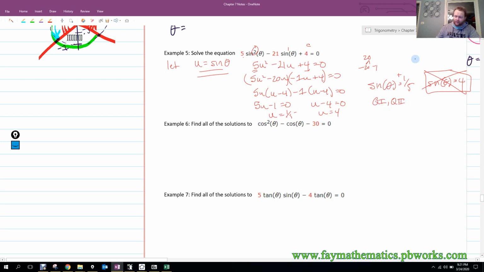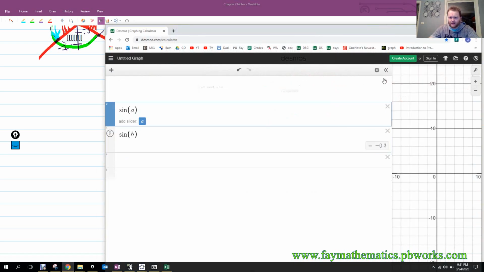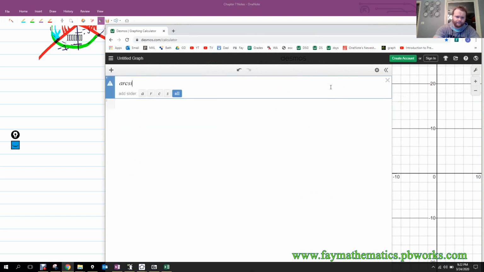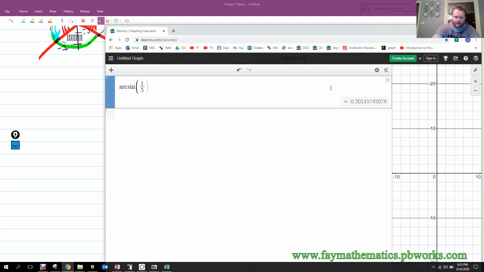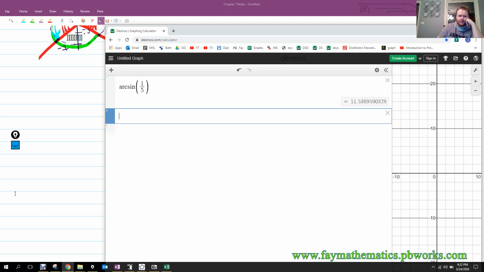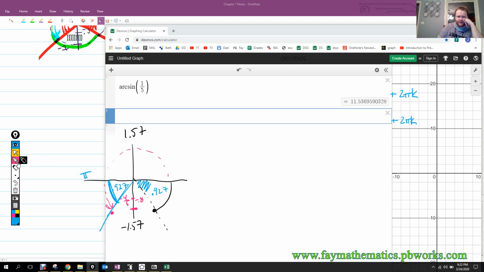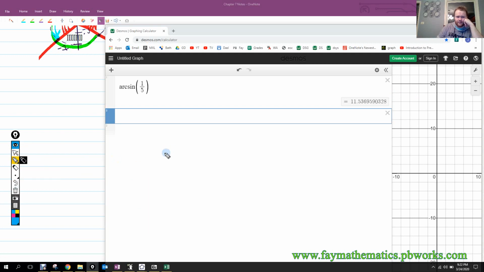Now 1/5 is not something that we know off the unit circle, just like the last couple of examples we did. So we're going to take our arc sine of 1/5, and we get that. Now that should be in radians right now. Let's go back to degrees. It might make a little bit more sense. So 11.5 degrees. Okay. Well, if you remember, if I'm 11.5 degrees, that is obviously like that angle right there, 11.5.